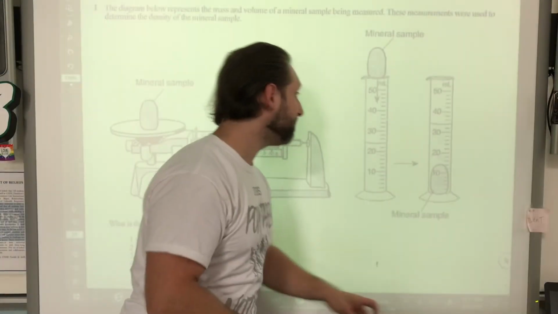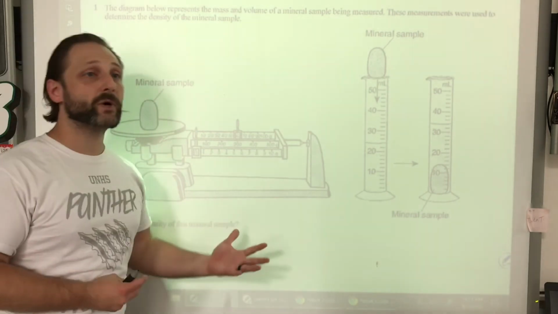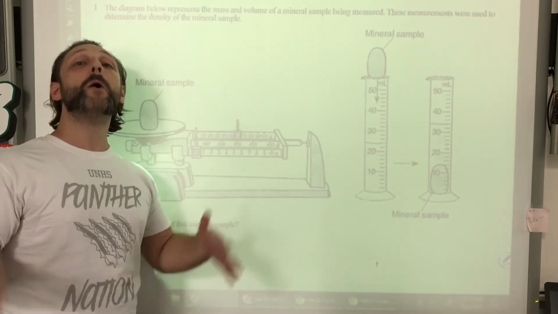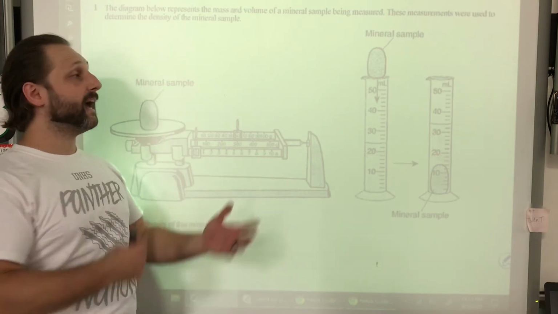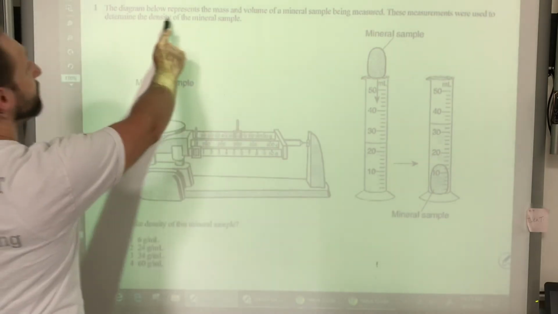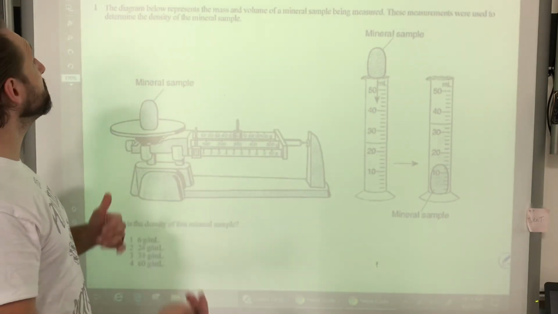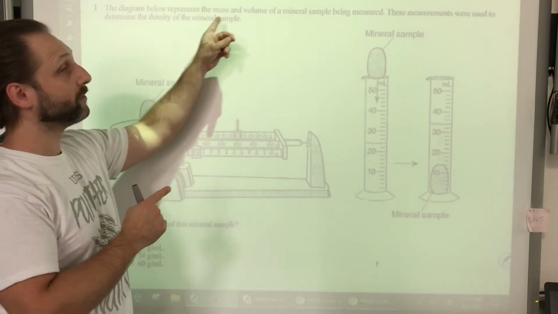Okay, so you've had a chance to pause the video and hopefully try this out. This guided practice question lets me kind of know how much you know before, and then I'm going to also use it to teach you a method of taking volume. So the diagram below represents the mass and volume of a mineral sample being measured. These measurements were used to determine the density of the mineral sample.